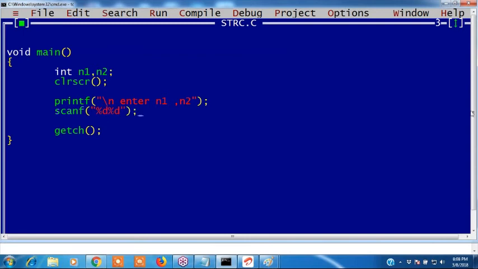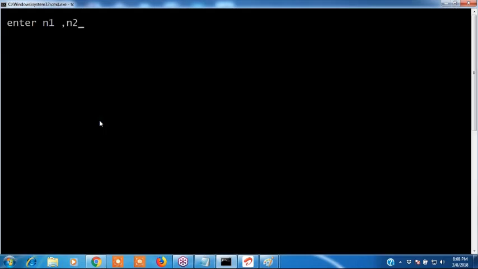See, if I give a percentile, where this value will be stored? First, if I read these values, example, now we are entering 10 and 20. Where this value will be stored first?